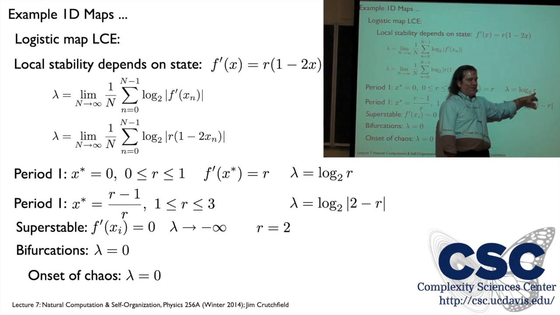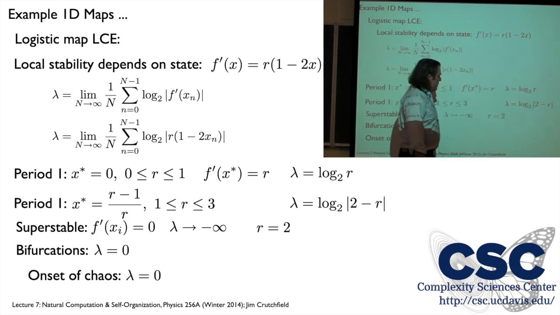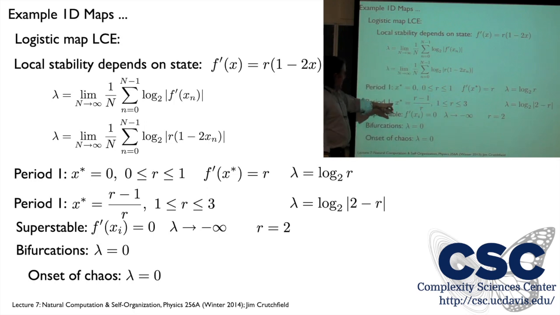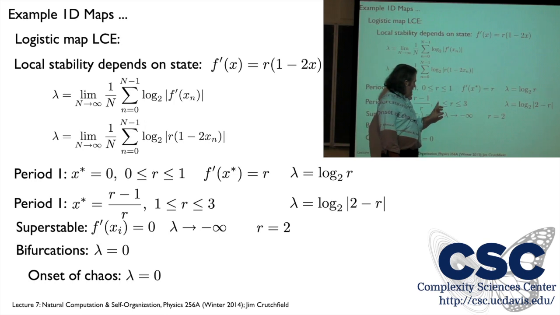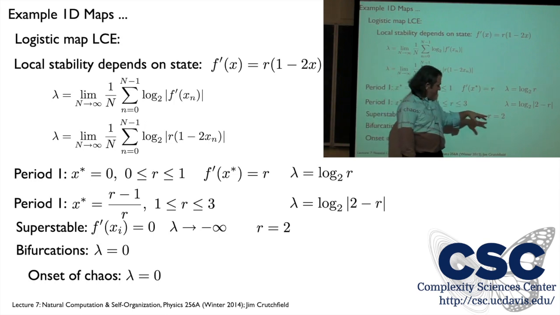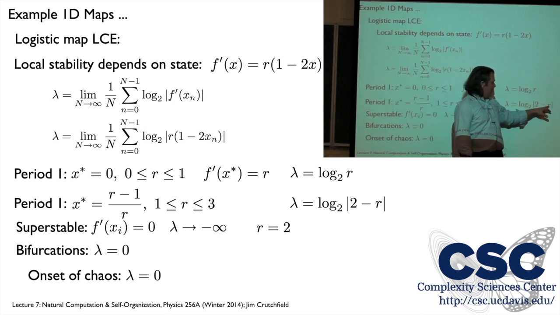Notice that when R is 0, this diverges negatively. And that's actually a little signature that we'll see elsewhere. The non-trivial period 1 orbit is 1 minus 1 over R. That was stable between 1 and 3. And we calculated in the previous lecture that the slope was 2 minus R.